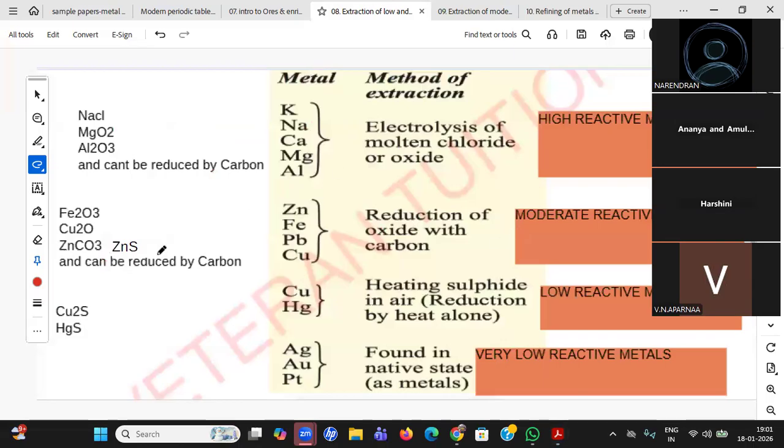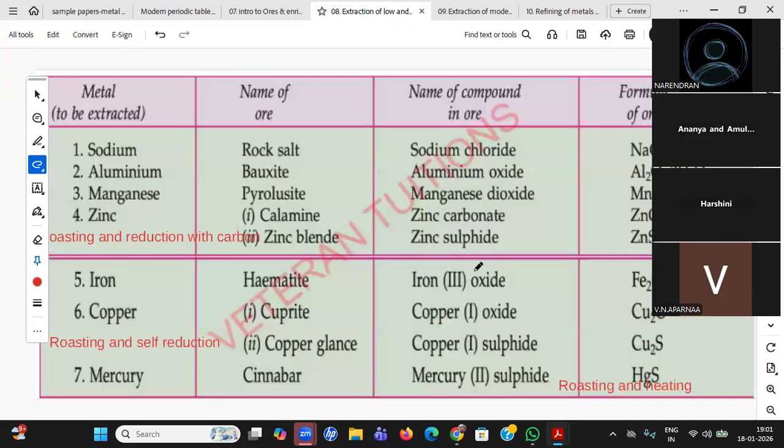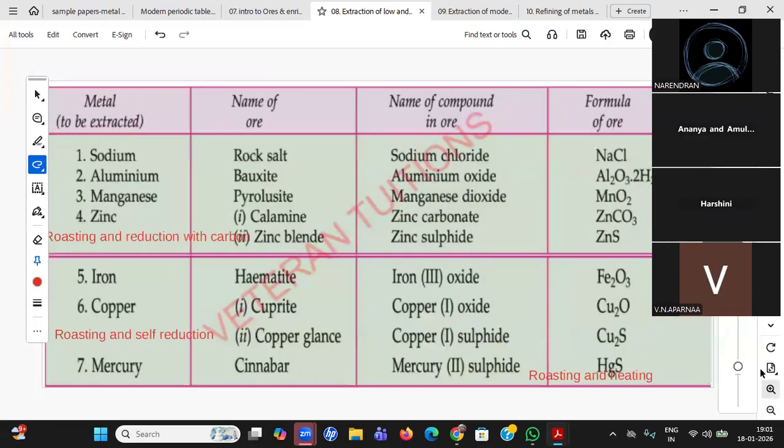Okay. Now, students, in that way we have finished zinc sulfide. Now let us go to zinc carbonate. So here also some zinc carbonate is there, but I want zinc. Yes, Harshini, what is the thing, student? How will you find it?